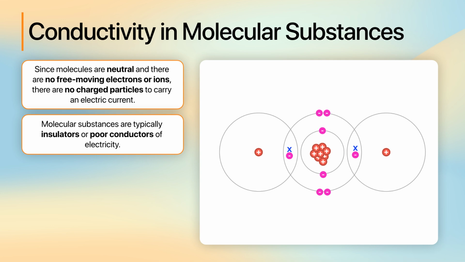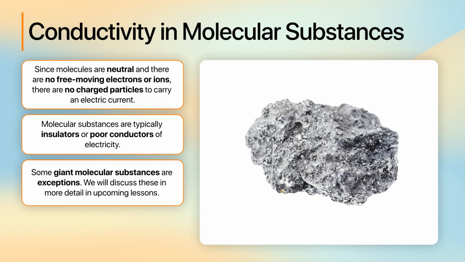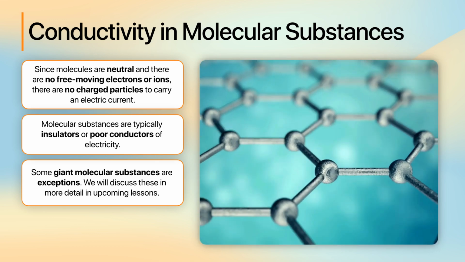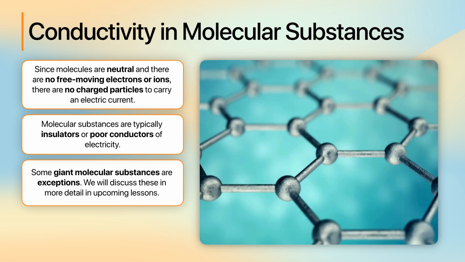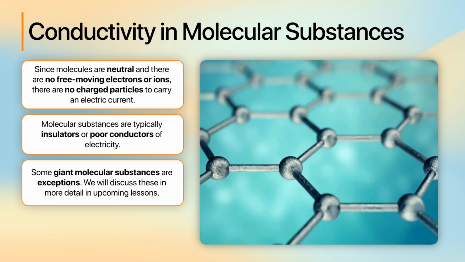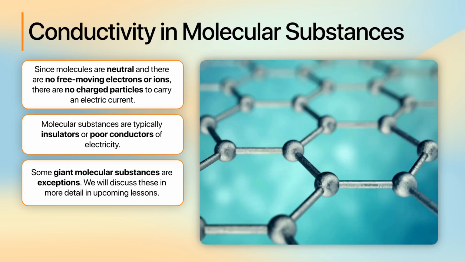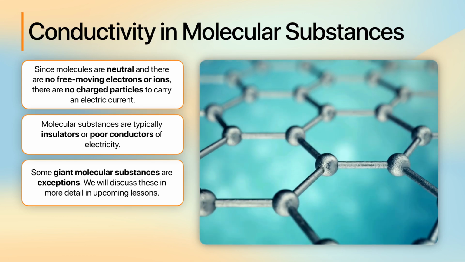However, it is important to note that this discussion focuses on simple molecular substances. Some giant molecular substances, such as graphite, are exceptions. Graphite, an allotrope of carbon, has a structure where each carbon atom is bonded to 3 others in layers, leaving the 4th electron free to move and conduct electricity. We will discuss these exceptions in more detail in upcoming lessons.